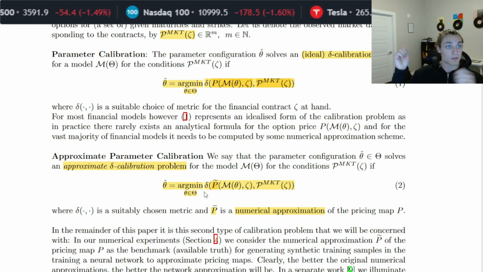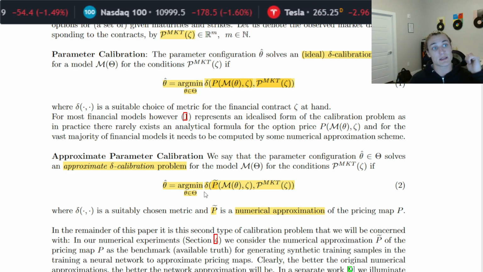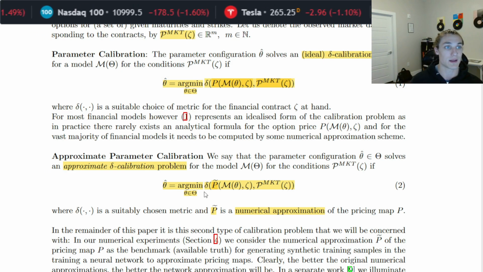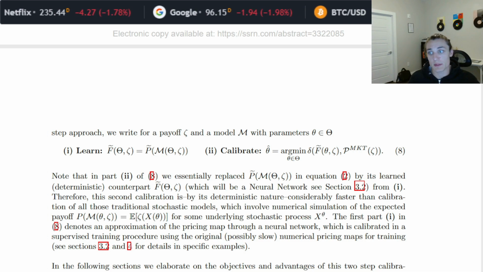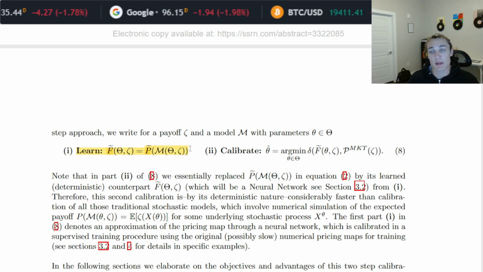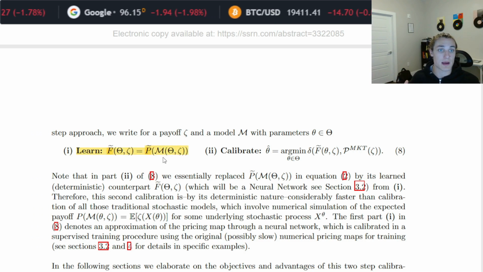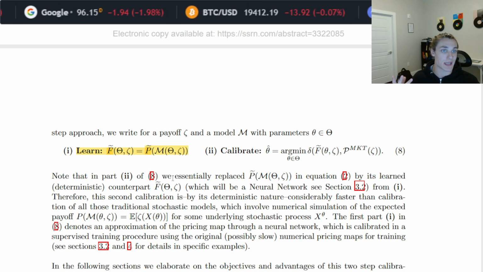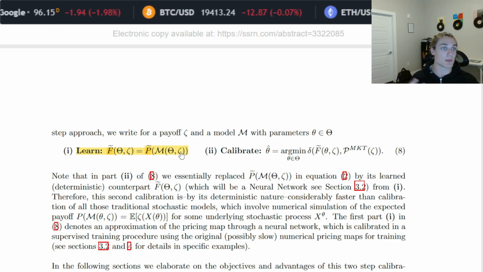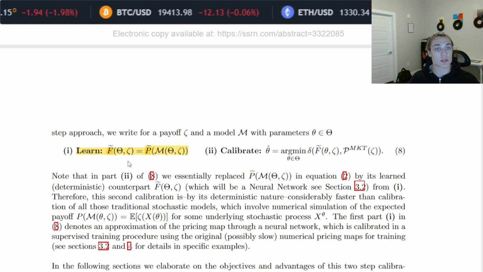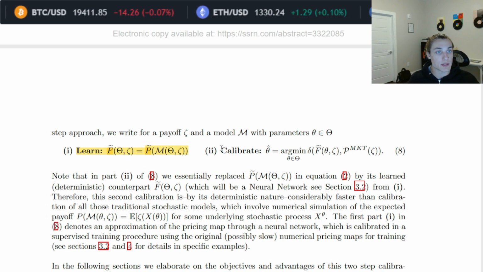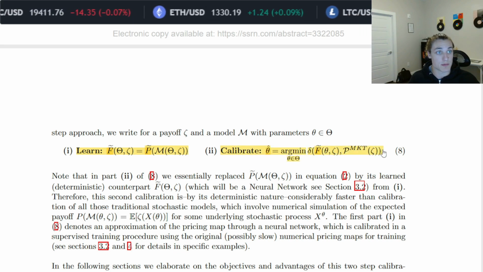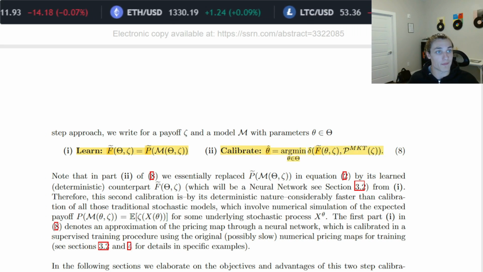And then boom, we can try new parameters and just keep going. So it is extremely efficient compared to the alternative. And that's exactly what they're doing here. We're going to learn P tilde, which is this pricing map for model M with parameters theta given a set of instruments zeta. We are going to learn that pricing map. Then we are going to go about solving this calibration problem, and it's going to be much more efficient.